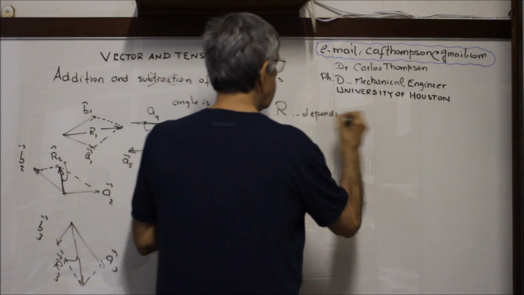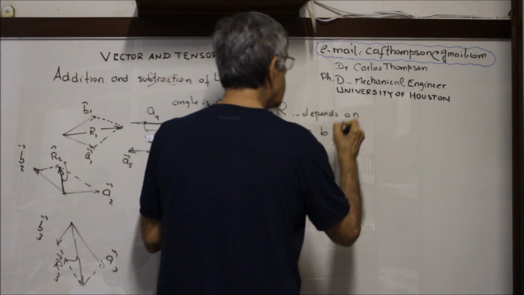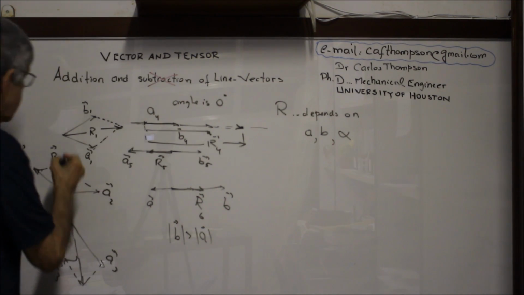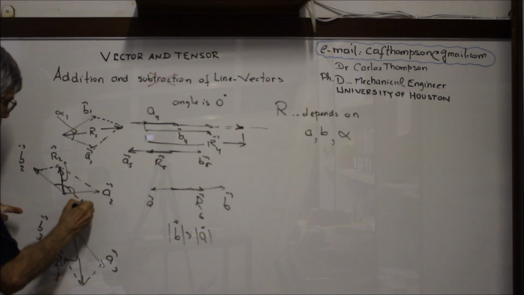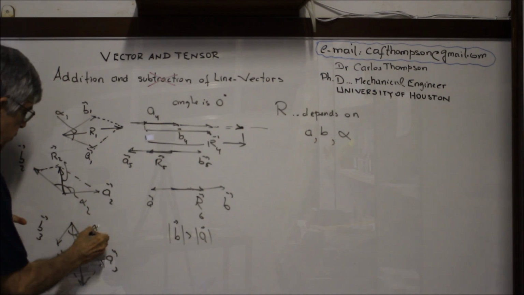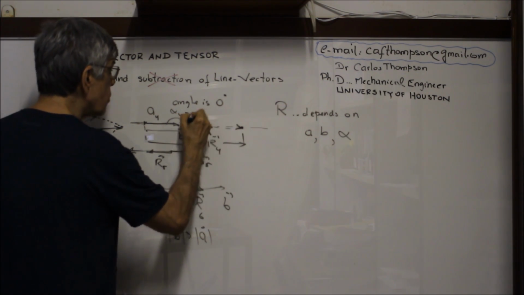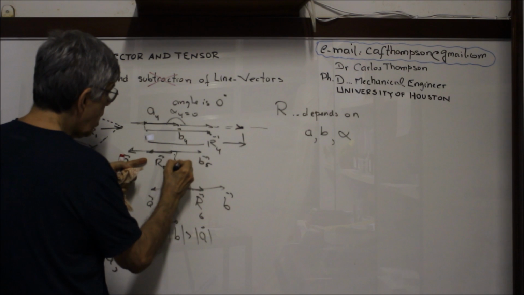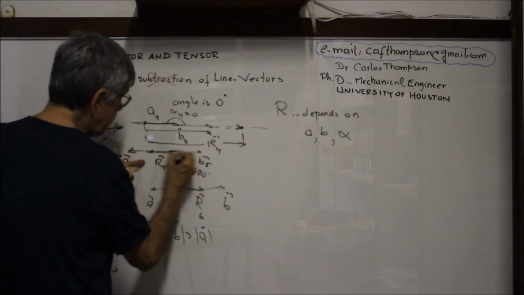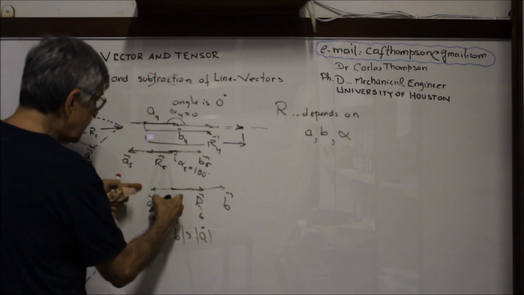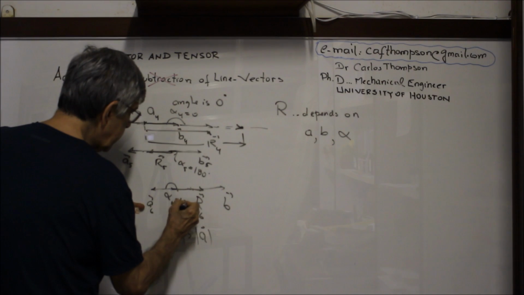So you can see from here that the size of the resultant depends on the size of vector A, the size of vector B, and the angle between these two vectors. This is angle alpha 1, this is angle alpha 2, this is angle alpha 3, and this is angle alpha 4, which is 0. This is angle alpha 5, which is equal to 180 degrees, because we have this direction and this direction. Likewise, here, alpha 6 is equal to 180 degrees.